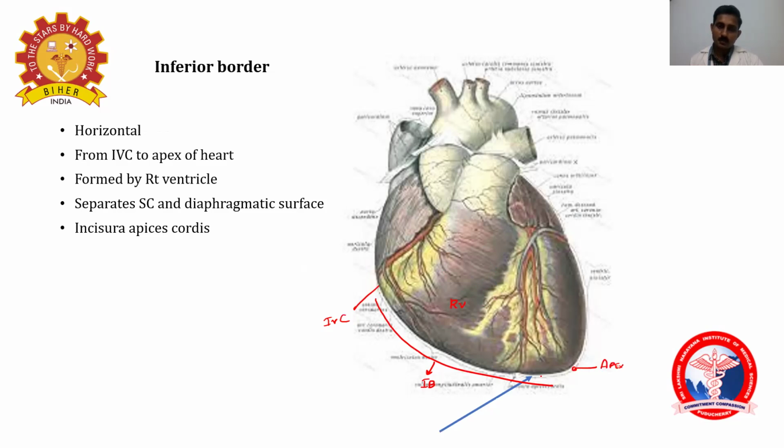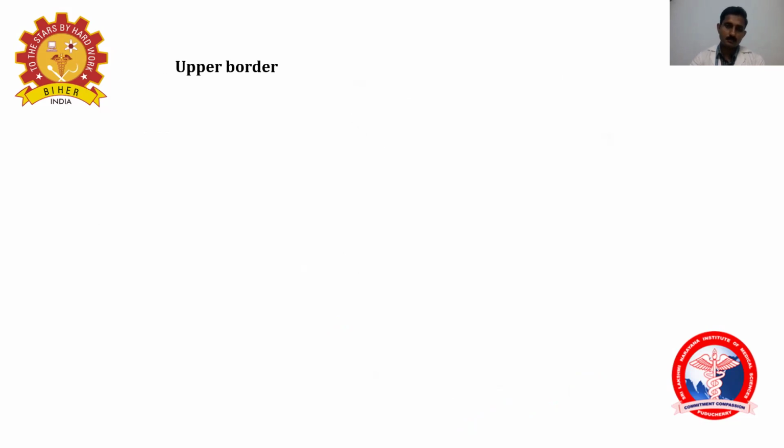Now here there is a small depression called the incisura apices cordis. Incisura is an incision-like small depression near the apex, and cordis means heart. This is a landmark for the coronary arteries. When you learn the coronary arteries, you can learn about this incisura apices cordis. So this is the inferior border of the heart.